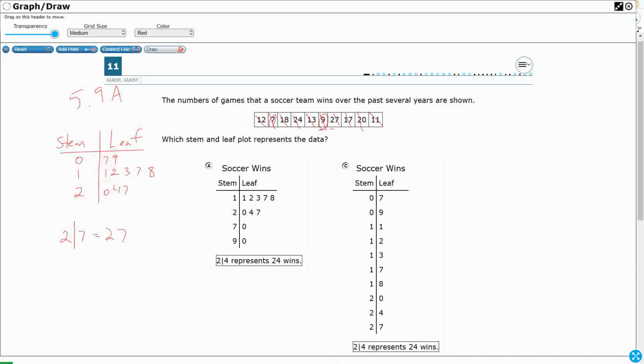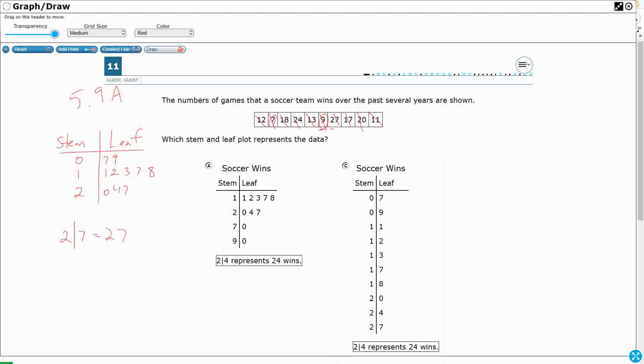I've got 1, 2, 3, 4, 5, 6, 7, 8, 9, 10. 1, 2, 3, 4, 5, 6, 7, 8, 9, 10. All right, I want to make sure that my stem and leaf plot was good before we check. So let's see which one looks correct here.